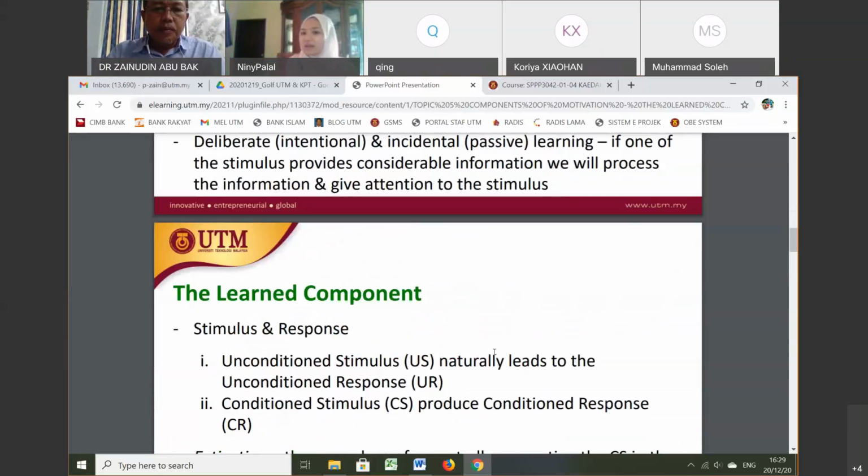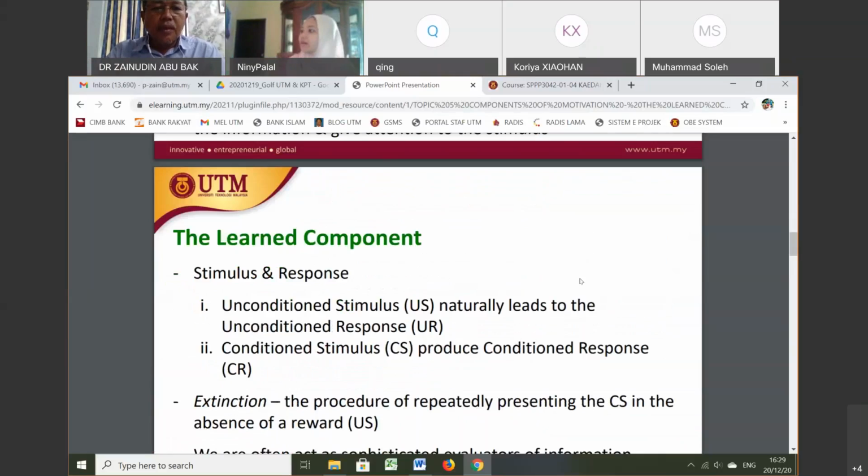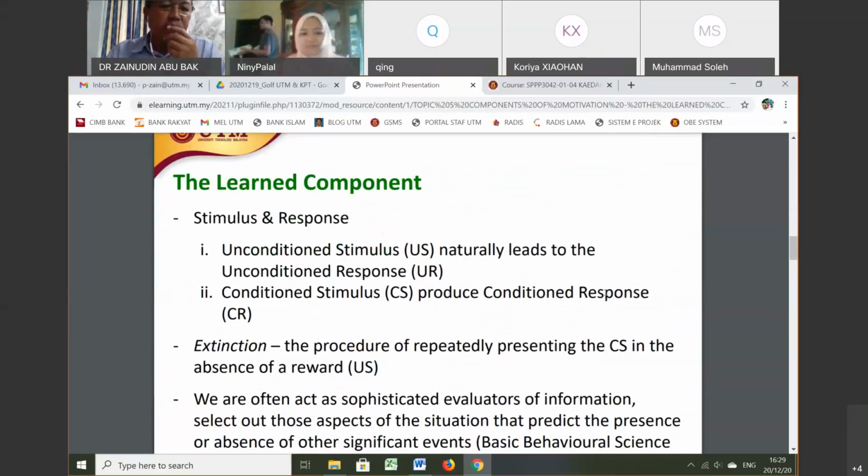Now you see, in learning, the stimulus and response, there are two conditions here. The first one is unconditioned, and the second one is conditioned. Unconditioned stimulus naturally leads to unconditioned response. This is what we need to be aware of. The conditioned stimulus is something that we prepare, something that can be seen, that we intentionally prepare for teaching and learning.